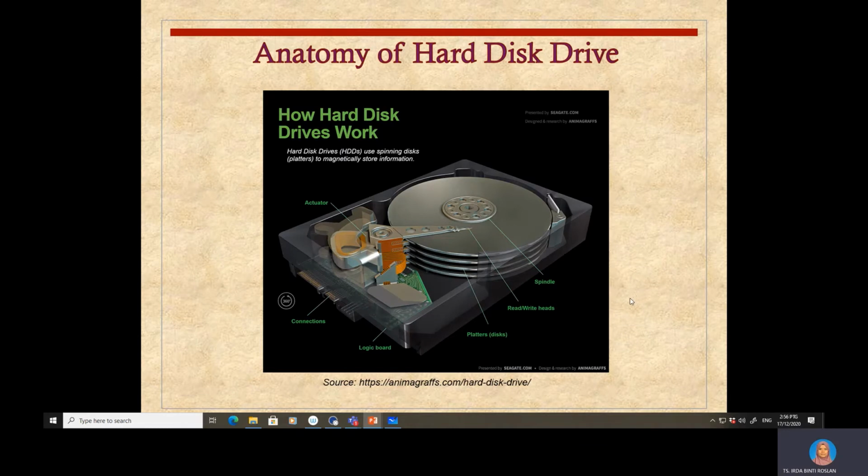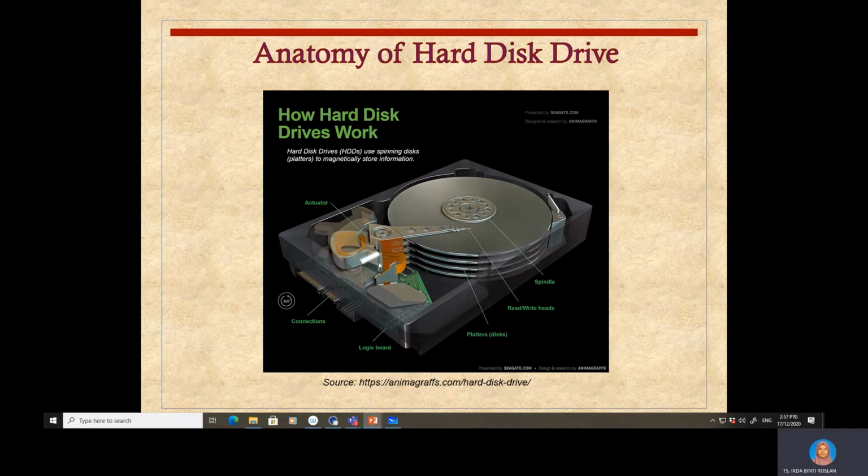So first, to understand how this performs, you have to know the anatomy of a hard disk drive. This is basically the anatomy of a hard disk drive. You can see here there are many platters, the flat surfaces, also known as discs. Many discs. For example, here we have 4 discs.